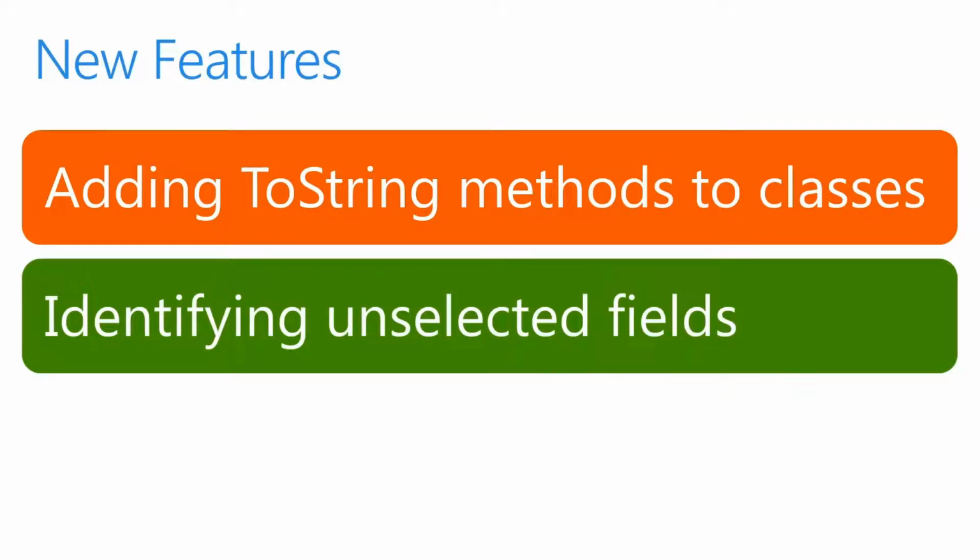Also, identifying unselected fields. It's a common source of bugs to use fields from a table when these fields don't appear in a field list in a select statement. Such fields will have a default value according to their type. It is now possible in the debugger to see if a value has been selected or not.